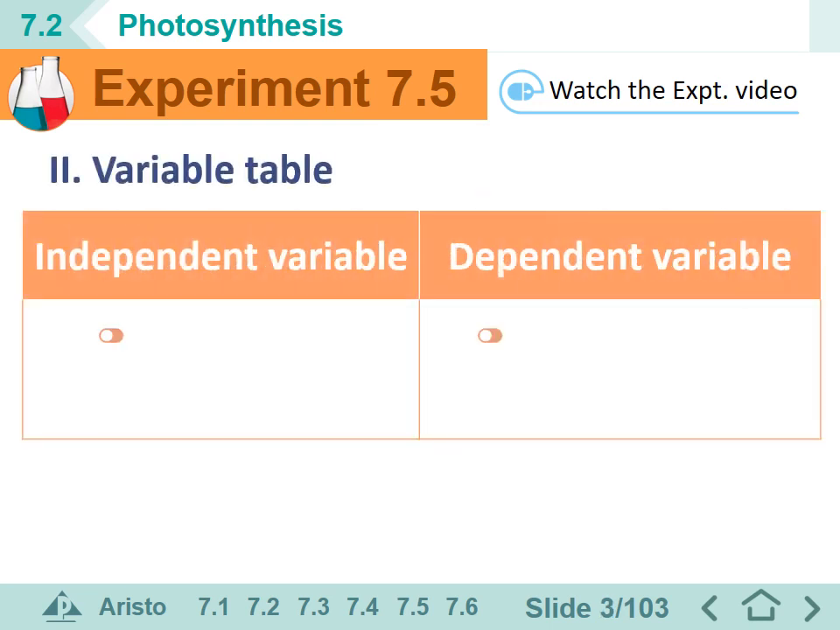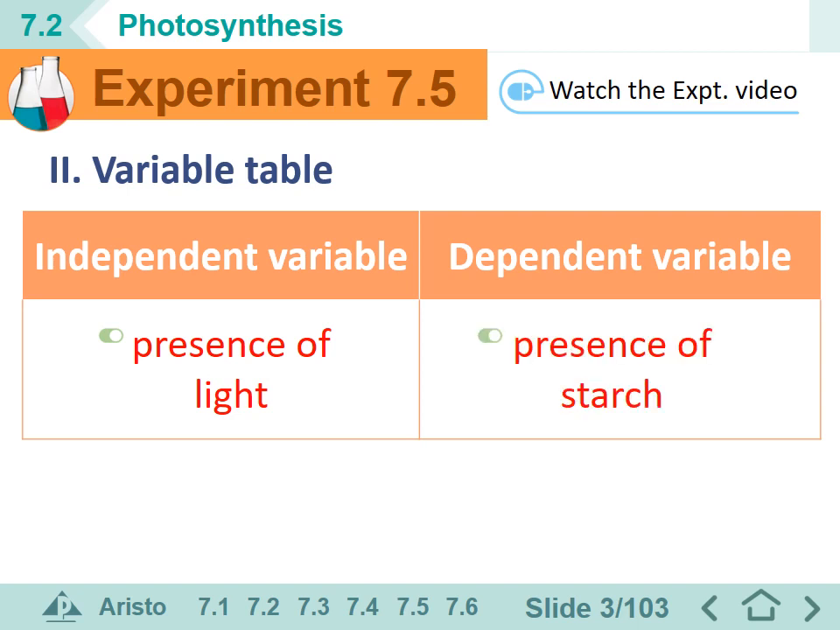Number 2, the variable table. So what's the independent variable of this experiment? It's similar to the previous experiment. The independent variable is the thing we change, right? So it is the presence of light. For the dependent variable, it's the result, or normally the point we plot on the y-axis.